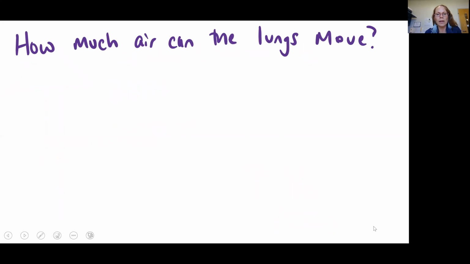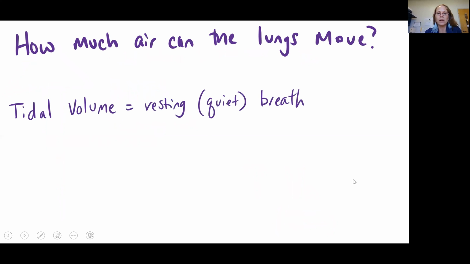So how much air can your lungs actually move? Well, we've already talked about our tidal volume as our resting or quiet breath. So that's the type of breathing that I'm doing right now. You don't really hear it. We don't see it. I'm not thinking about it, except now I'm talking about it, right?